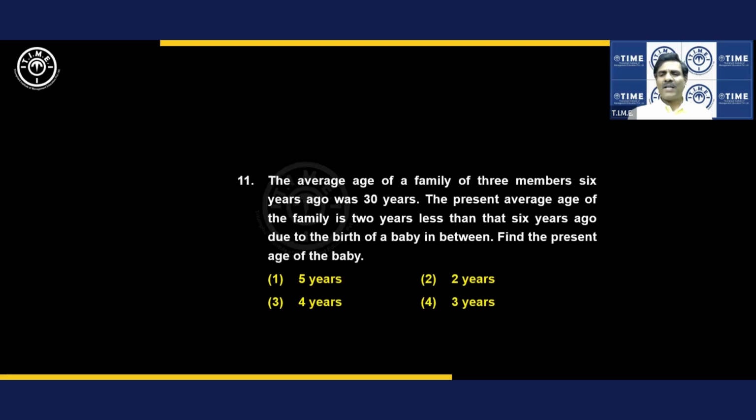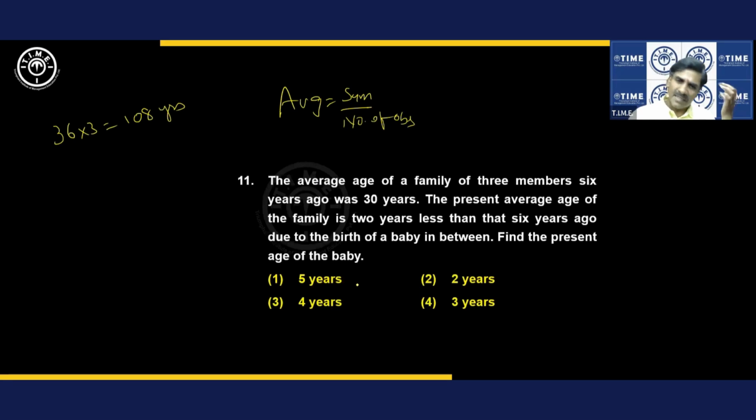So if you observe carefully, 3 members with an average age of 30 6 years ago means presently, if all 3 are there, the average age will become 36 years. So 36 into 3, the sum of their ages will be 108 years. Because we all know average is the sum of observations by the number of observations. So the sum of observations will be average into number of observations. So 3 persons are there, average was 30 at that time, presently it will be 36.